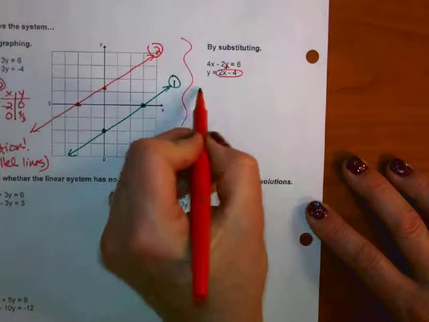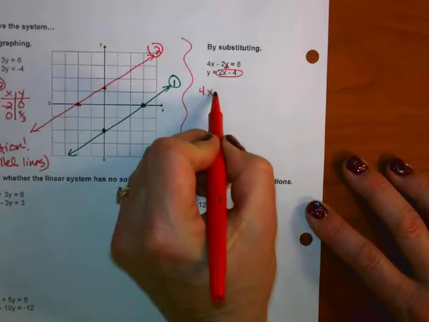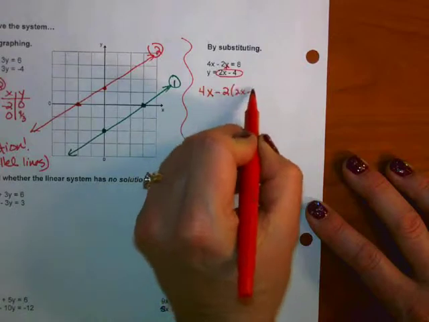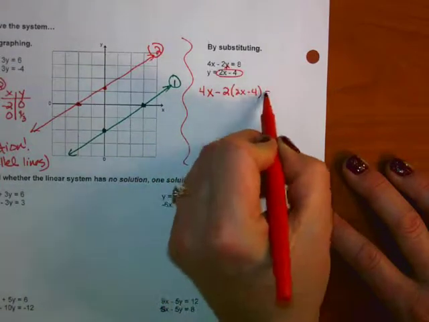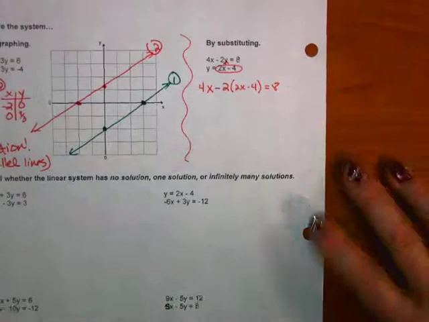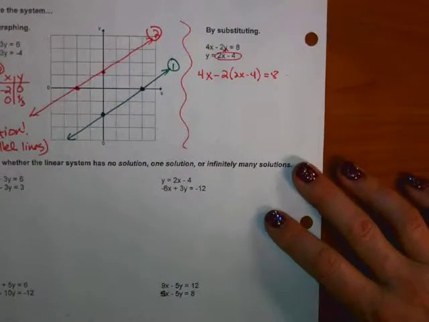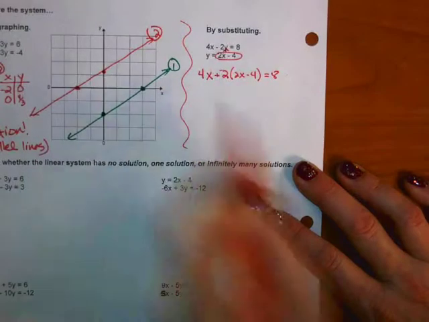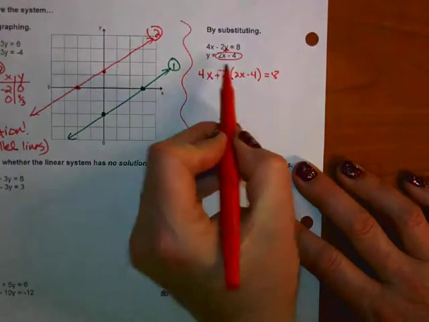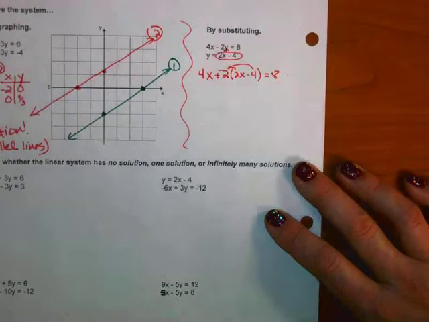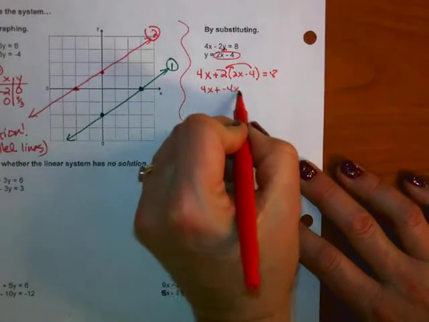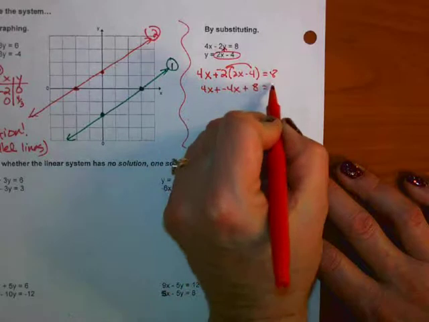So I'm going to write the first part of the equation is 4x minus 2. Then I'm going to plug in this stuff. Equals 8. Substitution. Okay? If it helps you, change that to adding a negative, which tells me that I have to distribute a -2. So I have 4x plus -4x plus 8 equals 8.